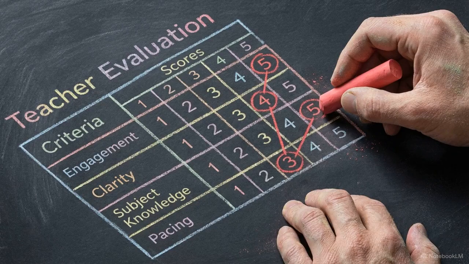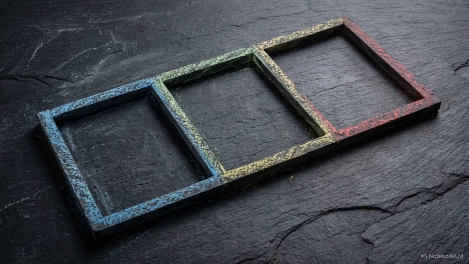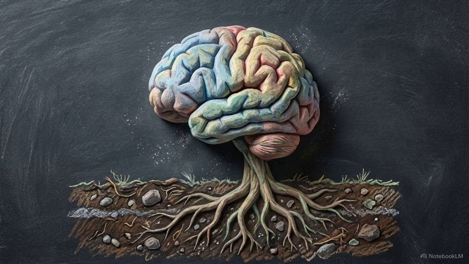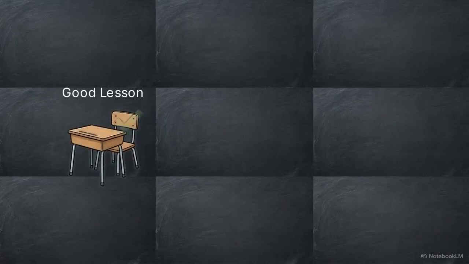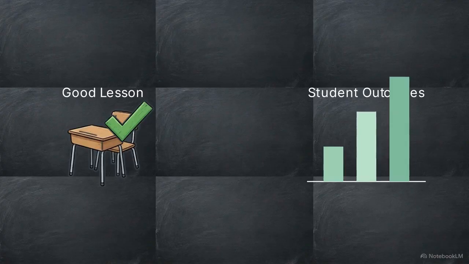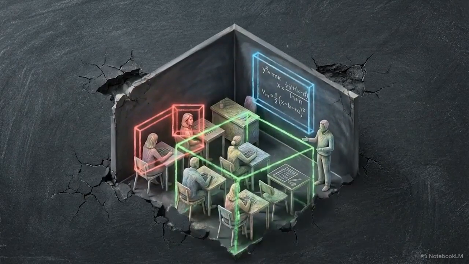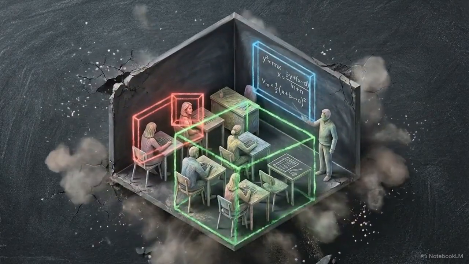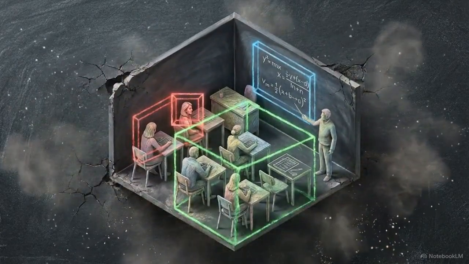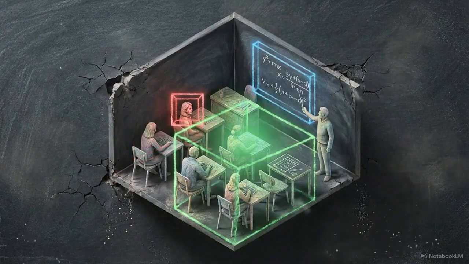We are going to reverse engineer these specific profiles by deconstructing the theory underlying this chart, a model known as the 3 basic dimensions of teaching quality. We will trace the psychological roots of these dimensions and examine the statistical gap between observing a good lesson and actually predicting student outcomes.